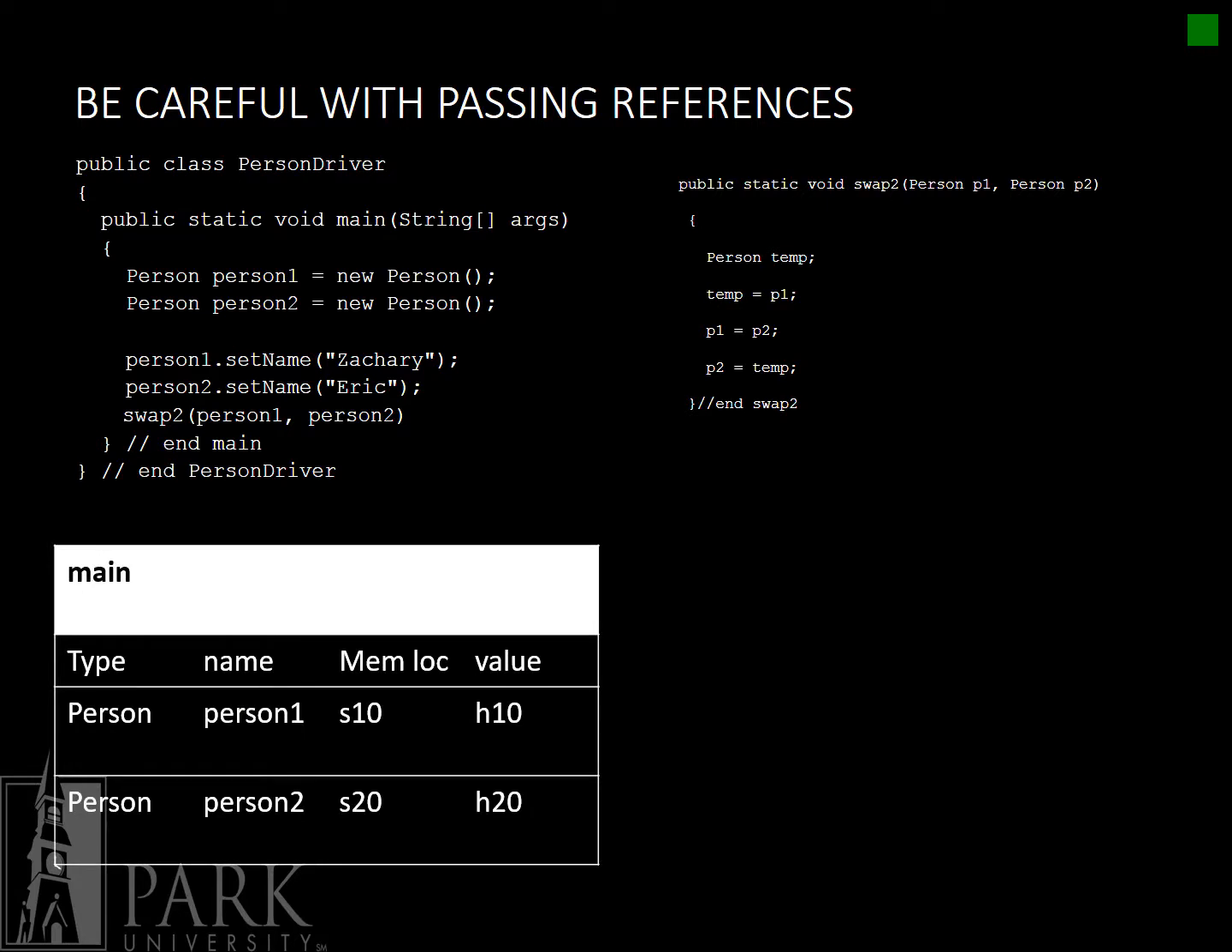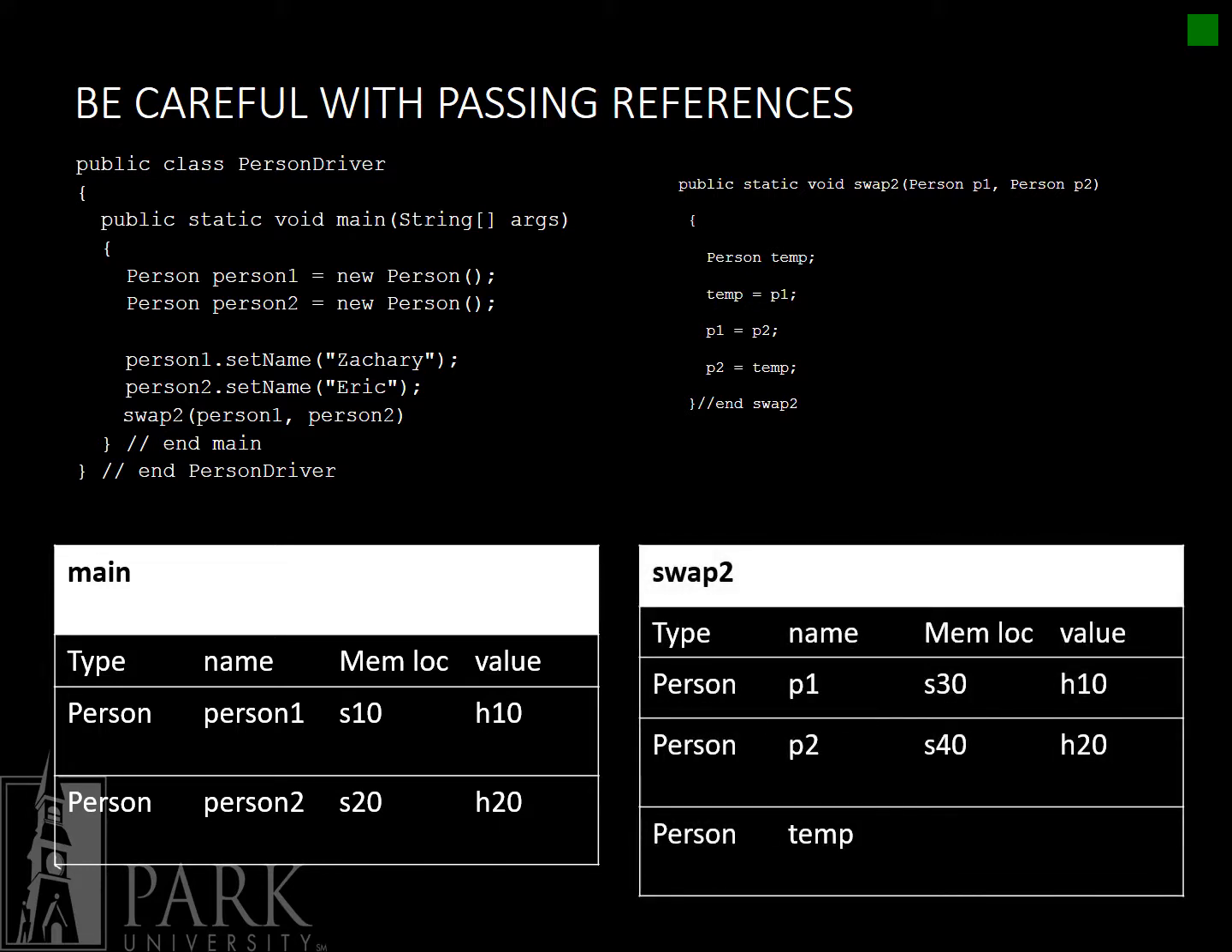So we had our main program, and in it we had two people, person 1 and person 2, and they got assigned a memory location of somewhere on the stack, so stack 10 and stack 20. And their value is pointing to the new people, right? Because we created a new person, so it's pointing to the heap 10 and the heap 20, right?